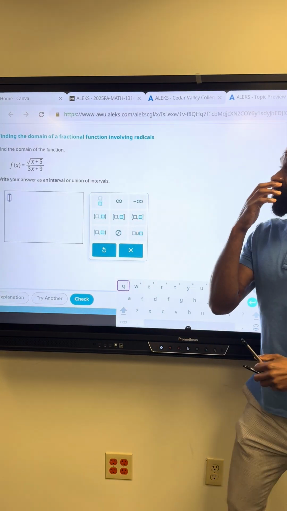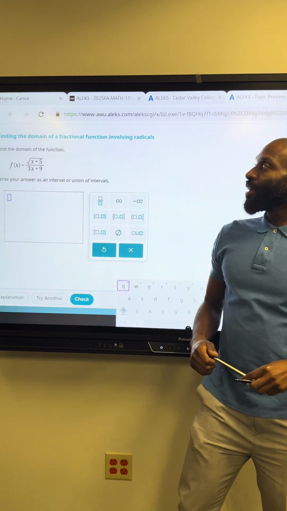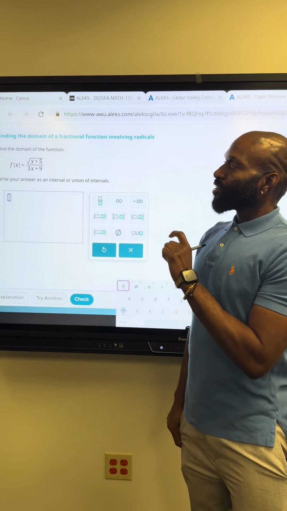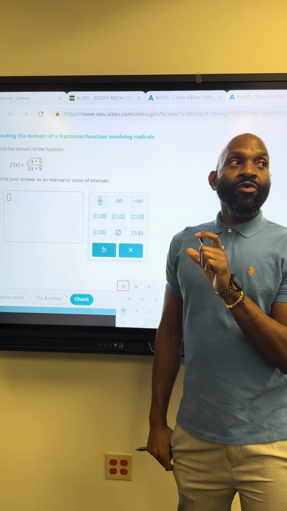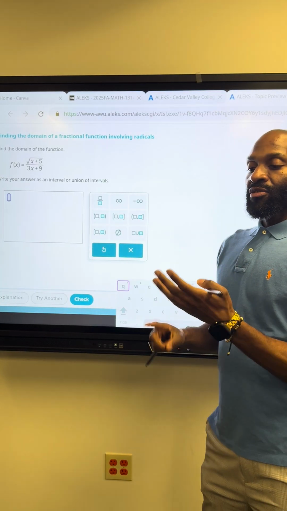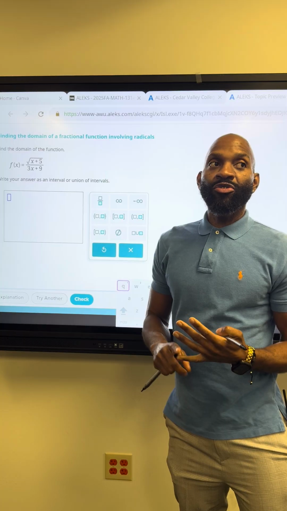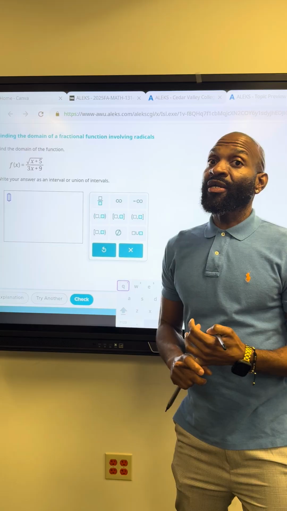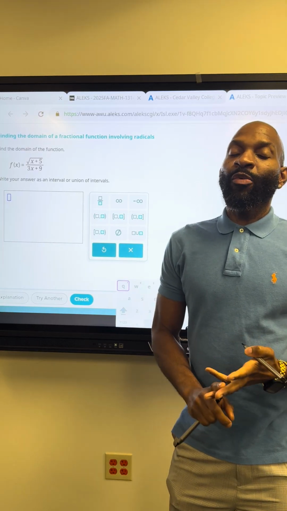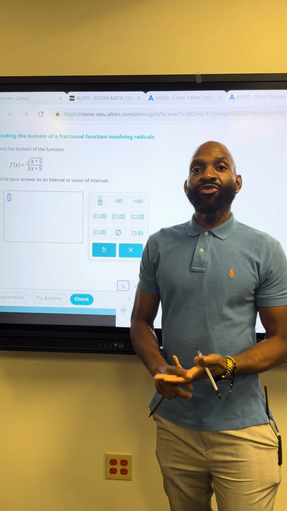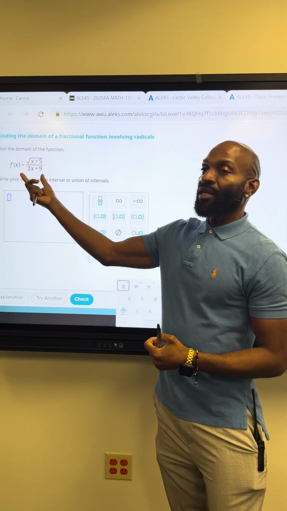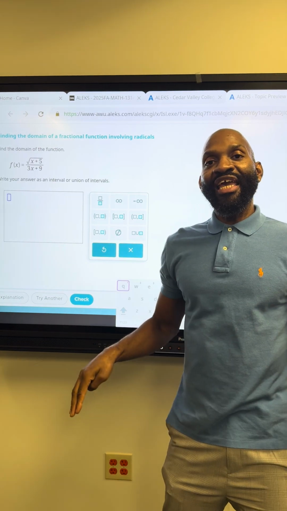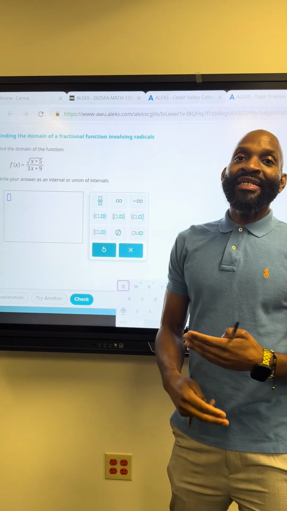Everyone, this is Dr. Looney, and today we're going to be talking about finding the domain of fractional functions involving radicals. When you're dealing with a fractional function, especially one with radicals, you have two conditions. You cannot take the square root of negative numbers, and in the domain, you can't divide by 0. So we need to make sure our denominator is not equal to 0, and that when we take the square root, any x value will not be a negative number.